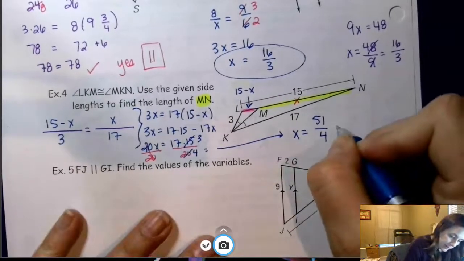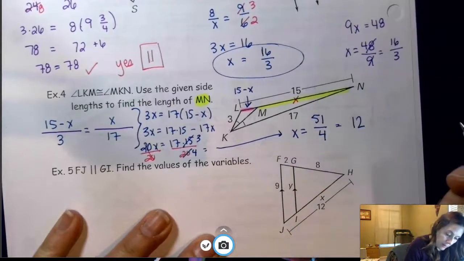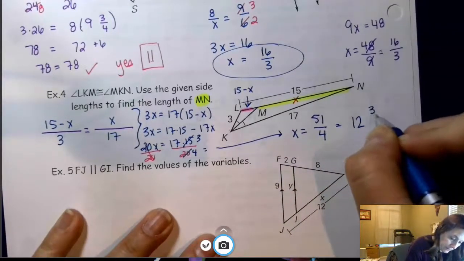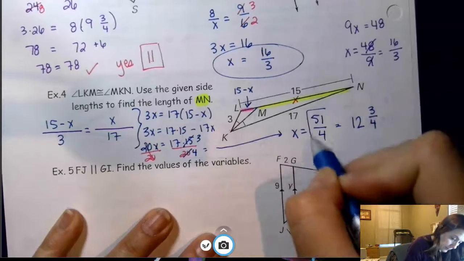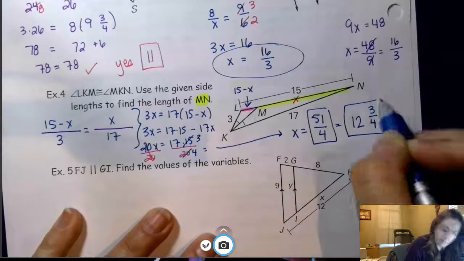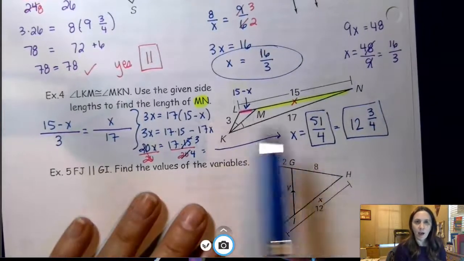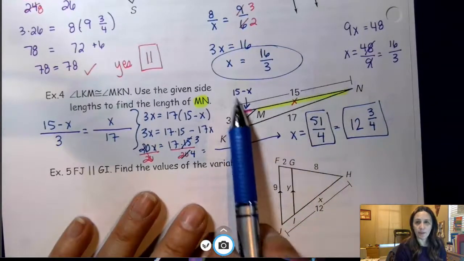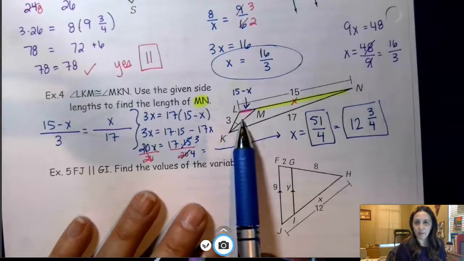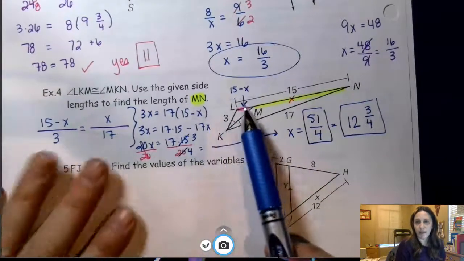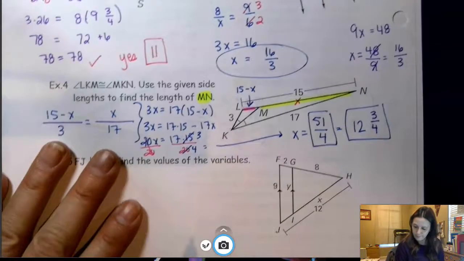Or I could also write this as 12 and 3/4. Either of those answers would be sufficient for x. Now it wasn't asking me for this, so I don't have to do 15 minus that number, but you could if you needed to find the pink piece as well.